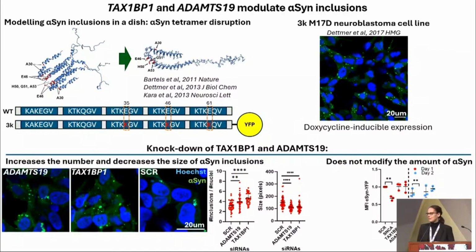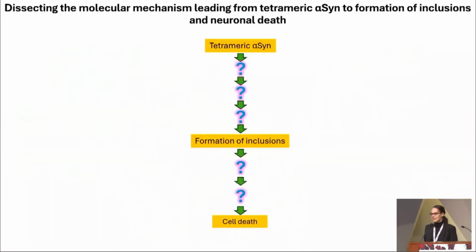So we got this cell line from them, and we knocked down TAX1BP1 and ADAMTS19. And we found that this knockdown results in a statistically significant increase in the number and decrease in the size of the synuclein inclusions. We also found that this knockdown does not modify the total amount of synuclein per cell, as quantified through flow cytometry. So this initial finding served as an initiating point to dissect the mechanism with which we go from tetrameric synuclein to inclusions and finally to cell death.